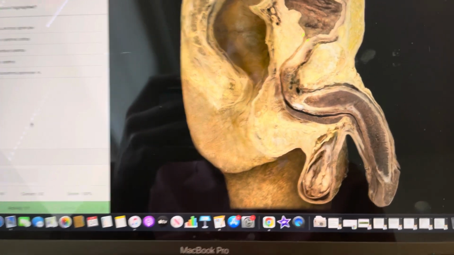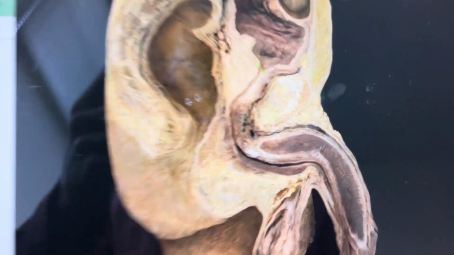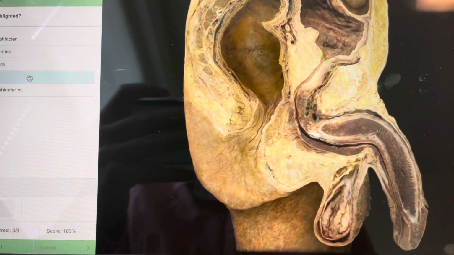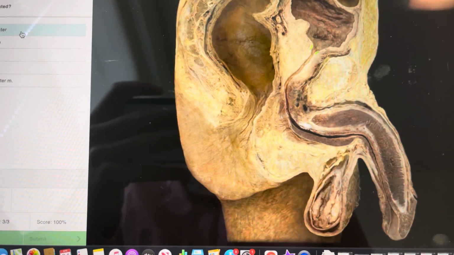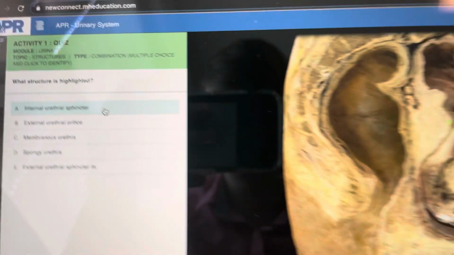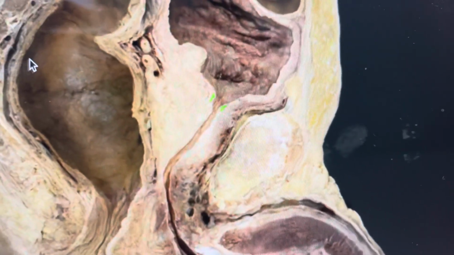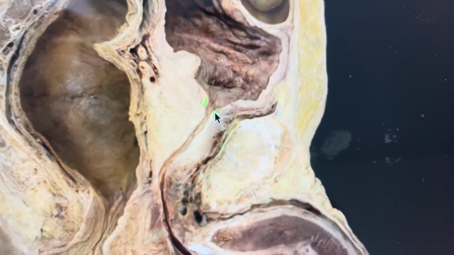Next one is the highlighted structure right inside of the internal urethral orifice, and it's asking if it's the internal urethral sphincter, external urethral orifice, membranous urethra, spongy urethra, external urethral sphincter. Well, we know that coming off of the internal urethral orifice would be the internal urethral sphincter. So I'm going to click on that, and we can see that it's correct. So orifice is right here, and then the sphincter is right next to it.